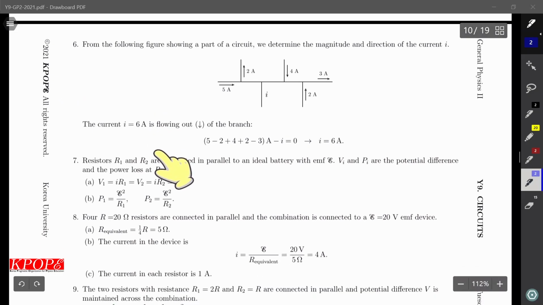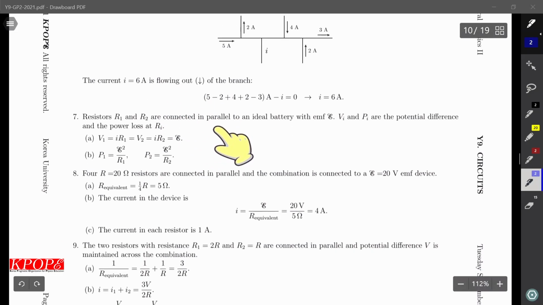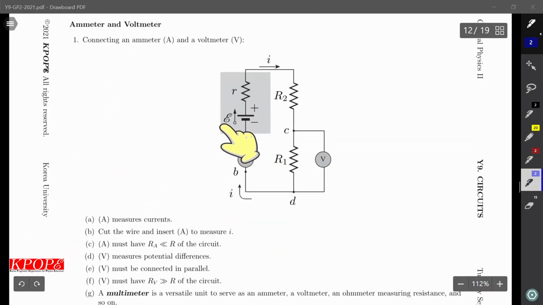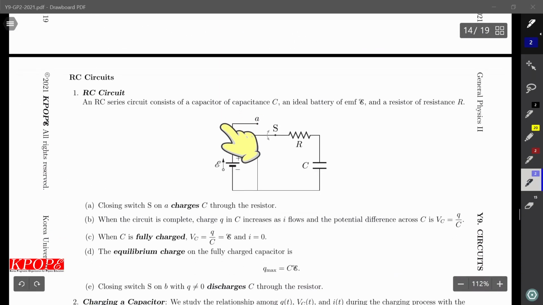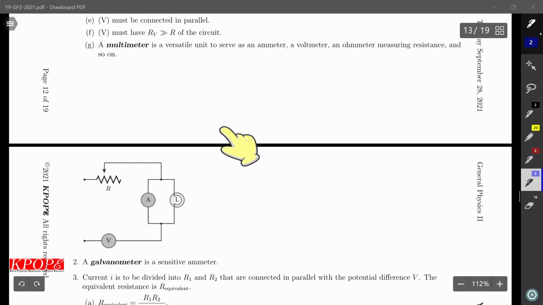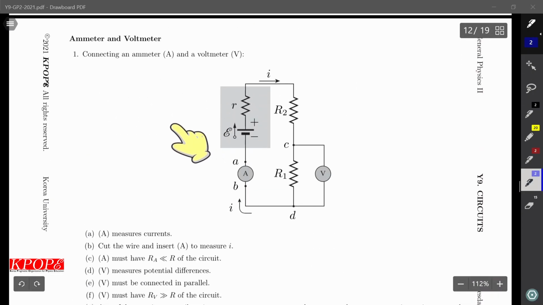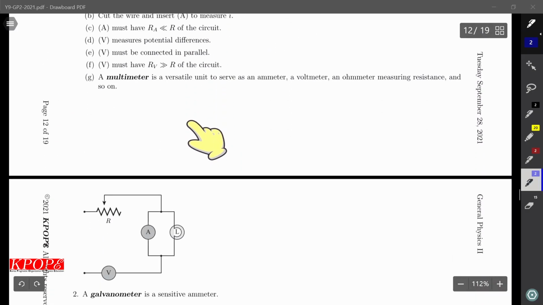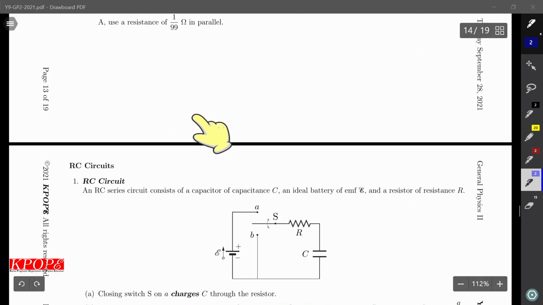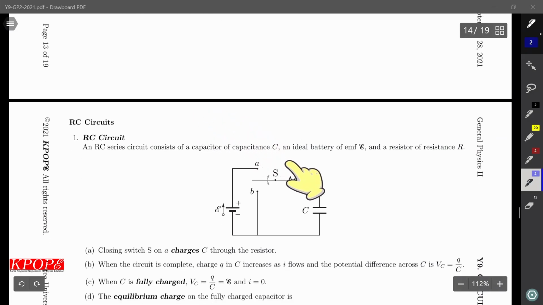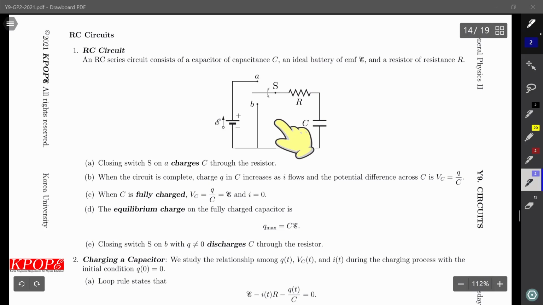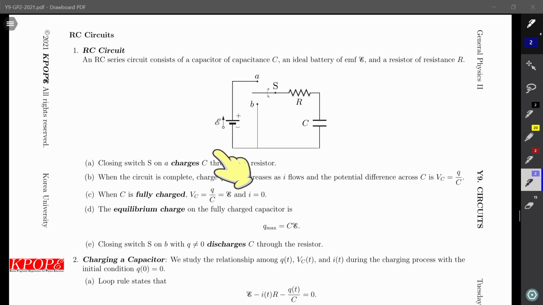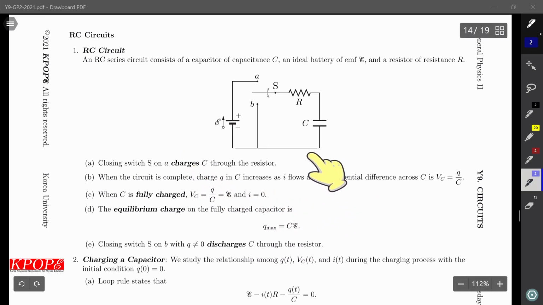Let's continue to consider the RC circuit, the remaining part until page 13. It is straightforward, so please follow the text and study by yourself. Let us consider the RC circuit. This is the most important part of today's class. We have a resistor and capacitor connected in series.